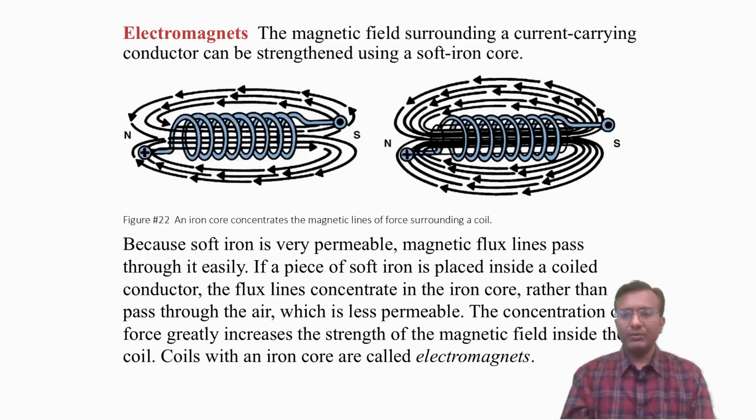This figure above demonstrates that an iron core concentrates the magnetic lines of force surrounding a coil.